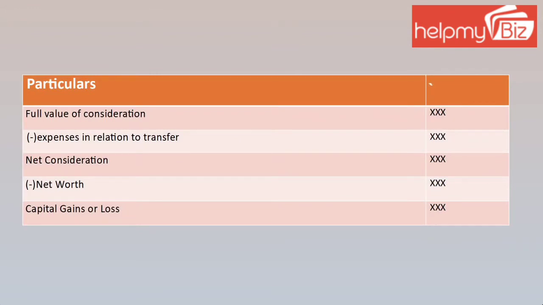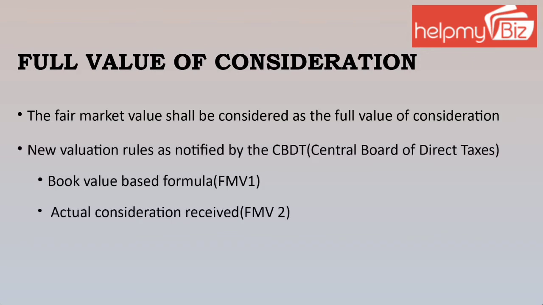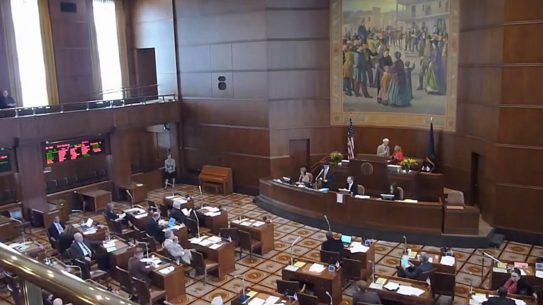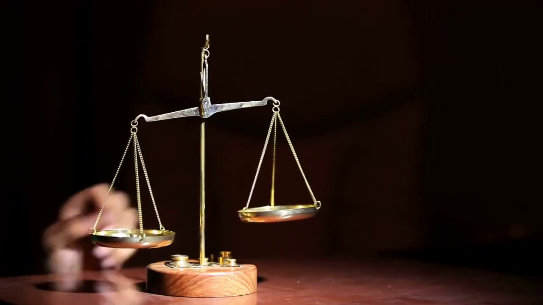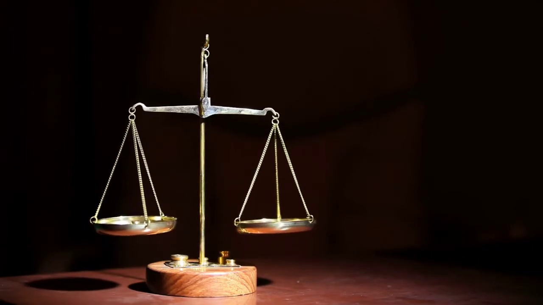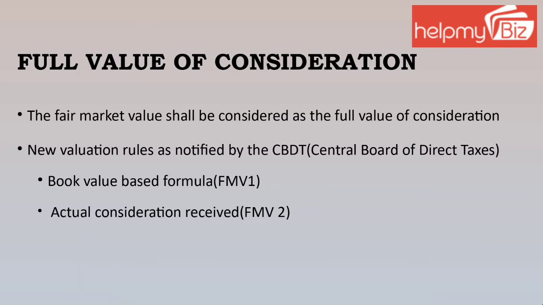Now, let's have a look at the table of calculation of capital gain or loss on slump sale. The first is the full value of consideration. So what do we mean by full value of consideration? The fair market value shall be considered as the full value of consideration on the date of transfer. In purview of the amendments made in the Finance Act 2021, the fair market value of the capital asset shall be computed on the basis of higher of the two of the following manners. The first one is book value based formula, that is FMV1, and the second is the actual consideration received, that is FMV2.